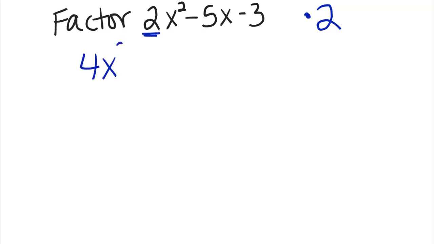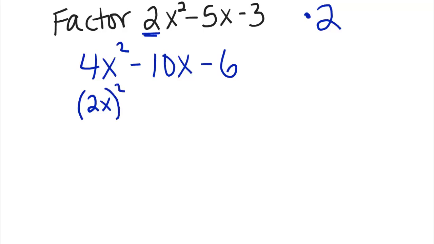Let's see what we get when we multiply by 2. 4x squared minus 10x minus 6. I multiplied each term by 2. Now we can do something similar to what we did on the previous slide. We can call this the quantity 2x squared minus 5 times 2x minus 6.